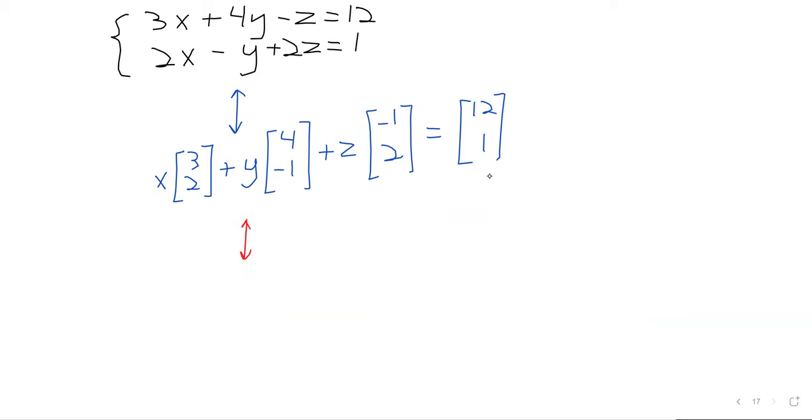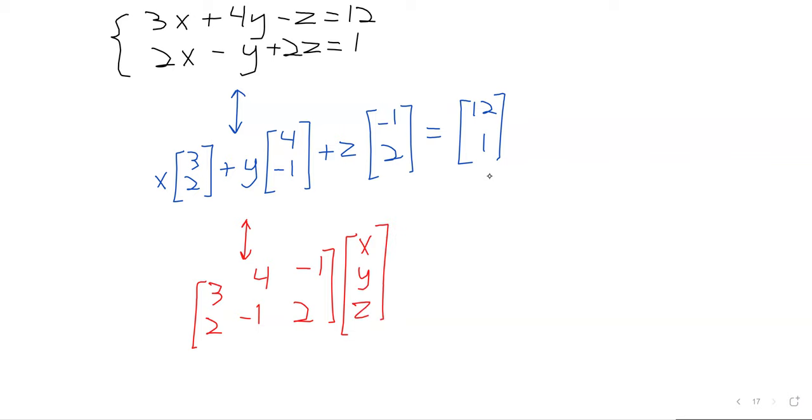And this is now the same as the matrix that has these vectors as its columns, times the unknown vector (x, y, z), equals the vector (12, 1). Three different ways of expressing the same idea.